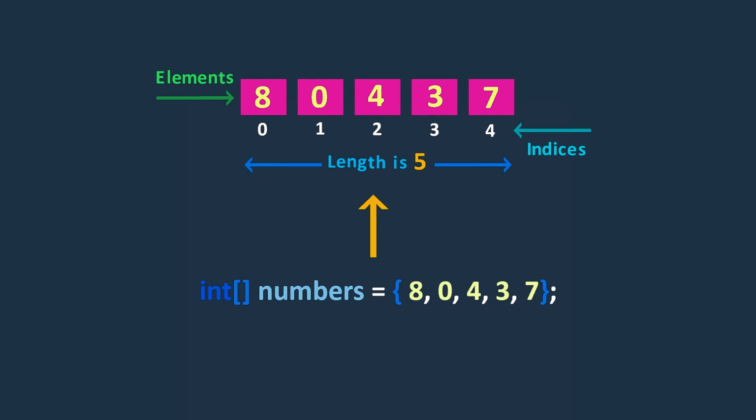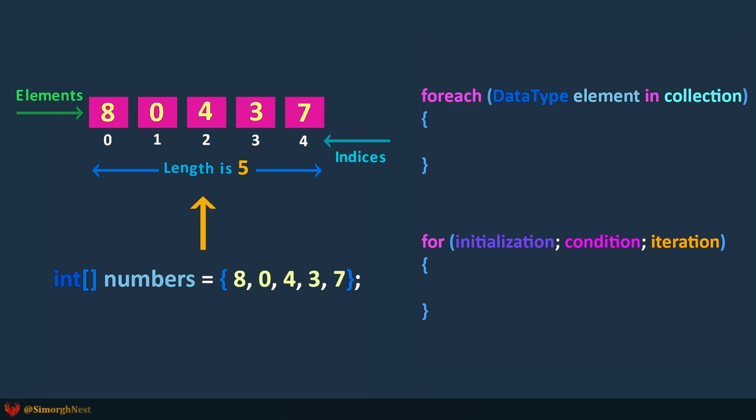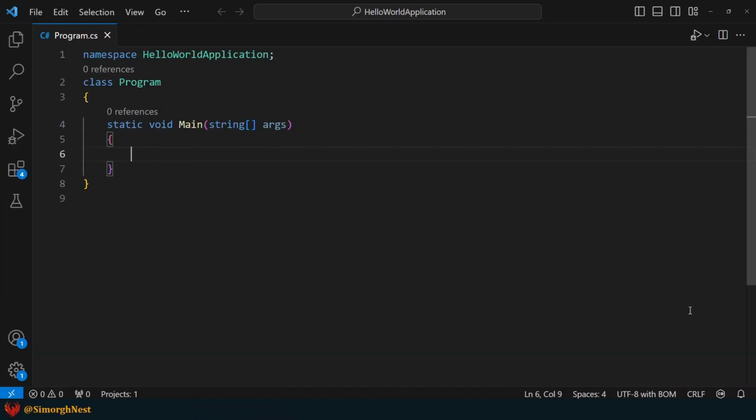Arrays are a fundamental data structure in programming, allowing us to store and manipulate collections of elements. But harnessing the true power of arrays lies in our ability to iterate over them effectively. In this lecture, we'll learn how to do it. So, let's get started. To begin, let's take a look at the classic for loop.